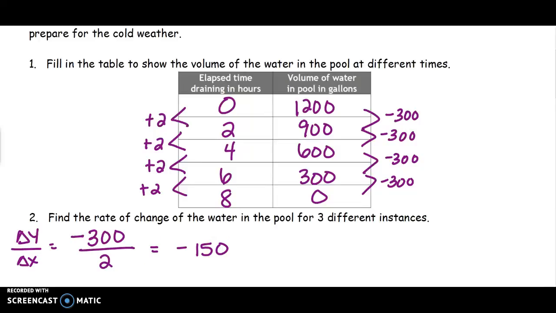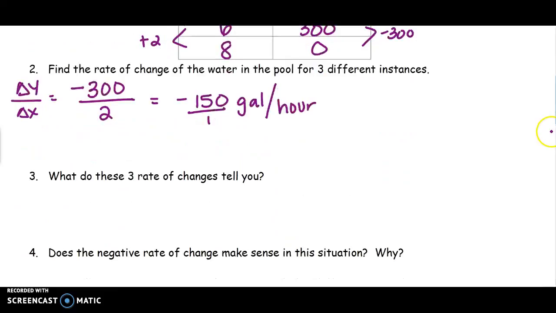But what does this negative 150 mean? Okay, so it means that it's draining 150 gallons of water per hour. Okay, because it really is negative 150 over 1 per hour, 1 hour. So the rate of change tells you that it is constant. So meaning the pool is draining at a constant rate.